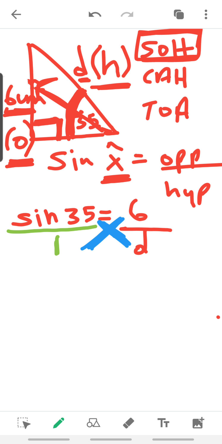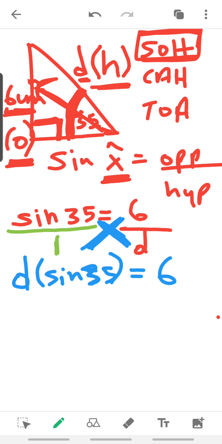So d times sine 35, we're just going to use our brackets. So we have d, and then we want to put sine 35 in these brackets, is equal to 6. Because we know that brackets mean multiply, right? We're familiar with brackets meaning multiply. So d open brackets sine 35 simply means d times sine 35 is equal to 1 times 6, which is equal to 6. So now we have d open brackets sine 35 is equal to 6. And all this means is that d times sine 35 is equal to 6.